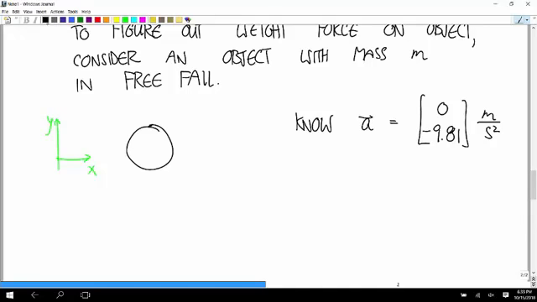And so think about the definition of free fall. What forces are acting on an object that's in free fall? Gravity, and that's it. That's the definition of free fall. And we also know that the only force acting is the weight.